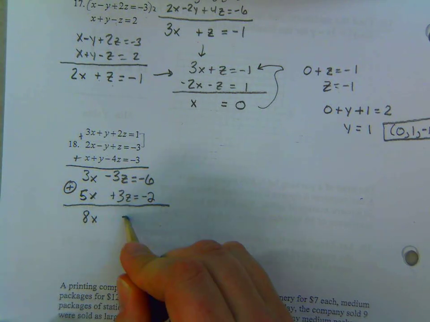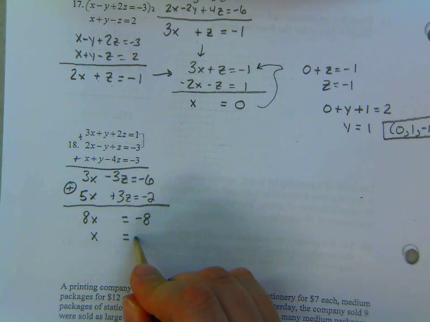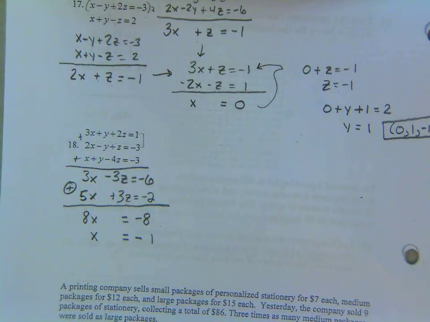We have 8x equals negative 8. So Gio, x is negative 1. Is that what you said? Okay. That's right.